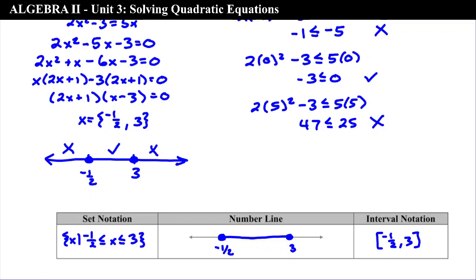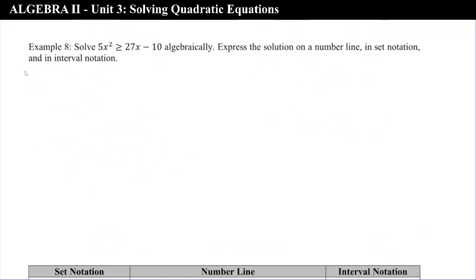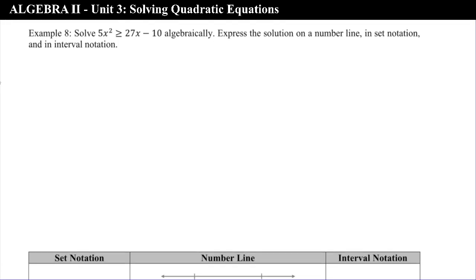All right, let's do one final example to wrap up this section of notes and this unit. We have 5x squared equals 27x minus 10 as our related equation. We're going to pull everything over to the left-hand side. So that's going to give us 5x squared minus 27x plus 10 equals 0.